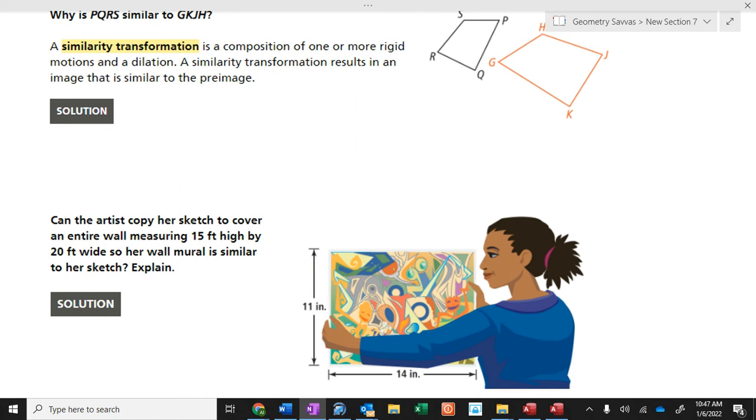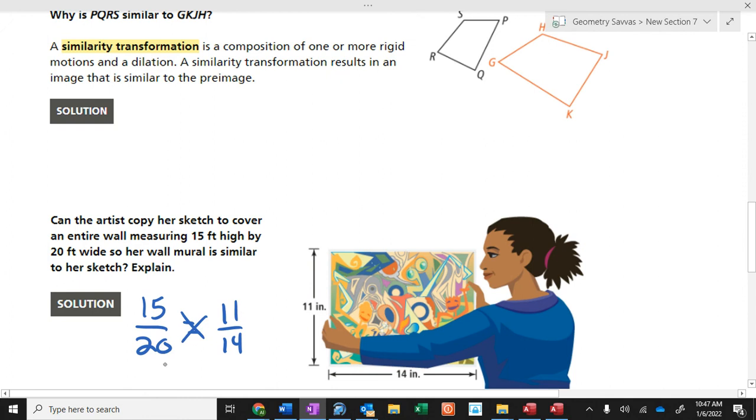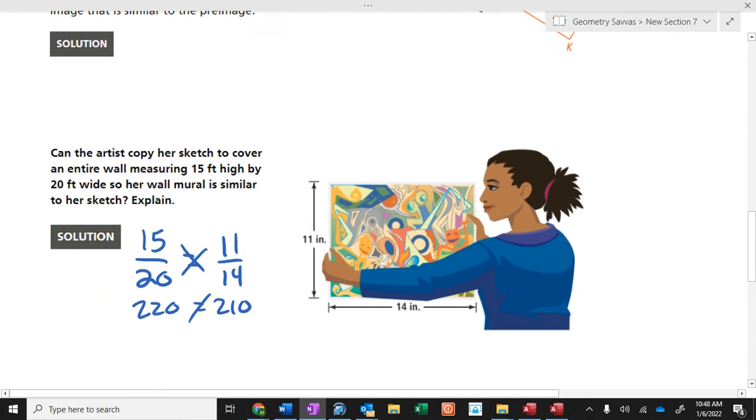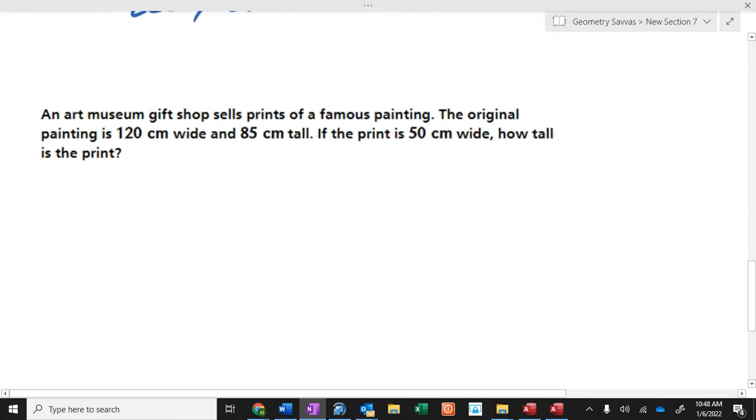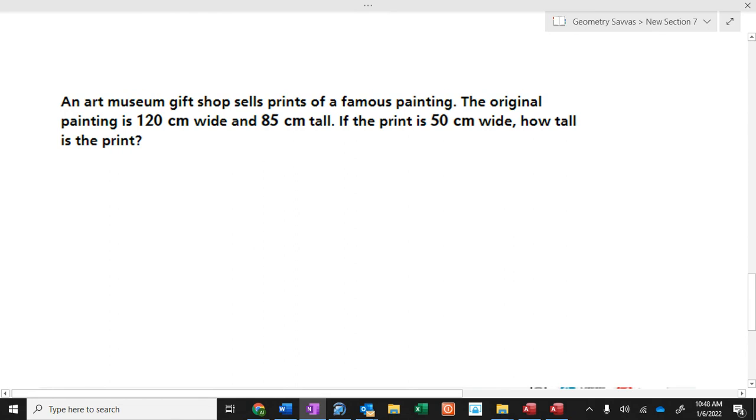Okay, so what we can do is set up a proportion. Is 15 over 20 the same as 11 over 14? And the answer is no. Because 20 times 11 is 220. 15 times 14 is 210. They are not equal. So if they're not equal, her sketch can't fit perfectly on there. She'll have to downsize one of the sides.